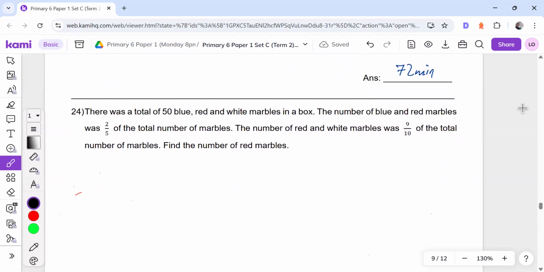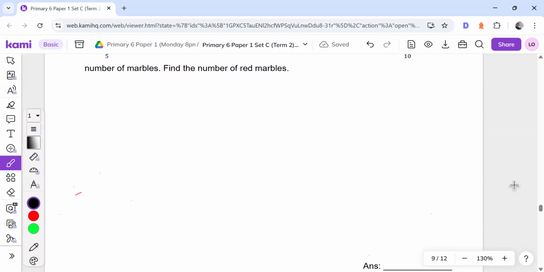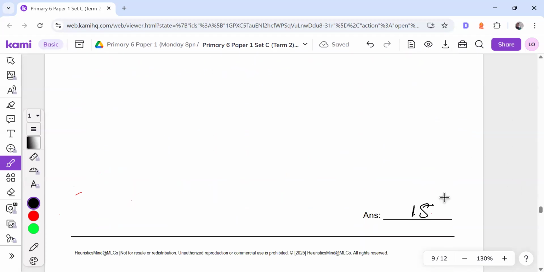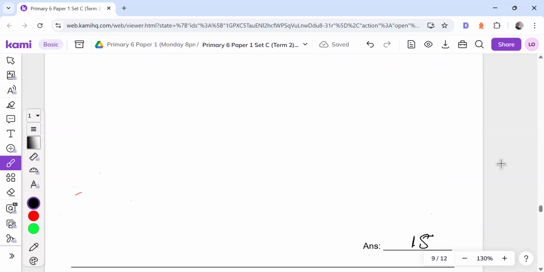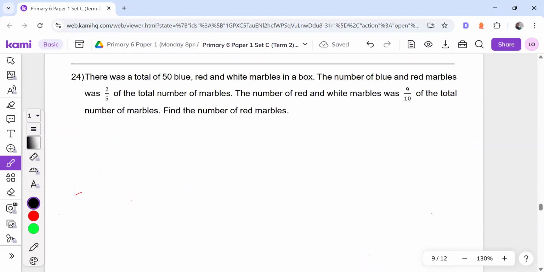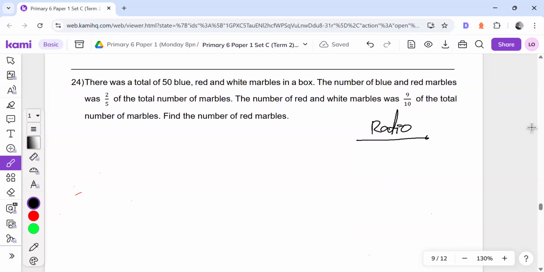Question 24. Fraction means fraction. Do we always draw model? Yes, but not really. You don't really have to draw model every time you see fractions. Now, if you draw a model, fine. Nothing wrong. But you can use ratio method. And I hope you got this correct. Because how do we do ratio? There is no dot dot again in this problem.